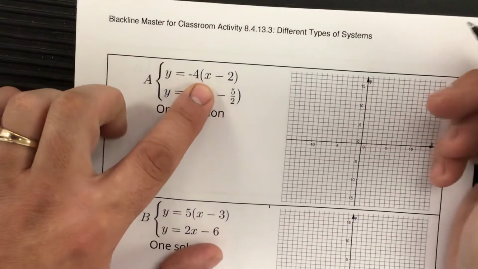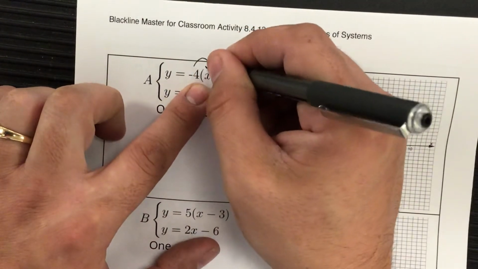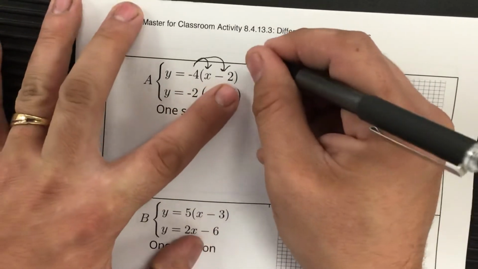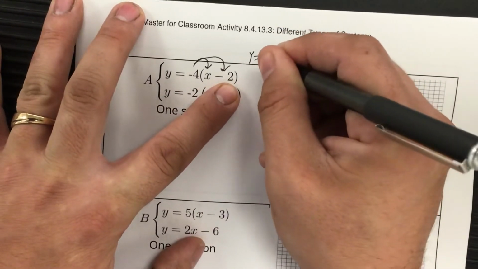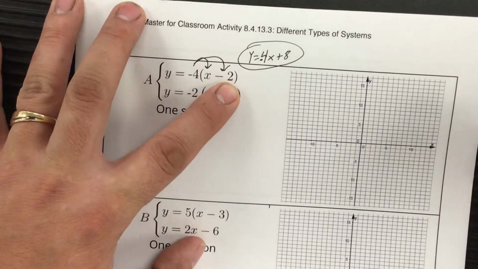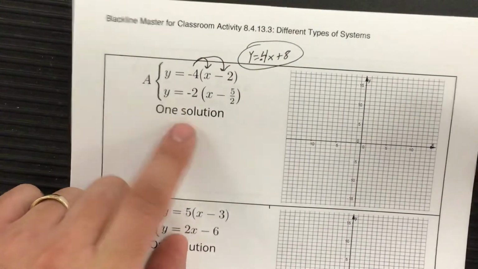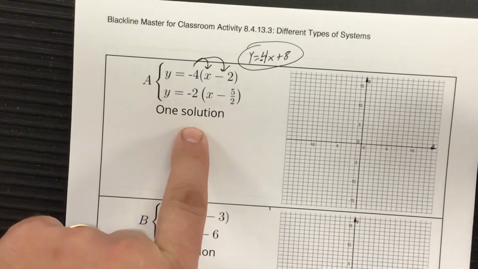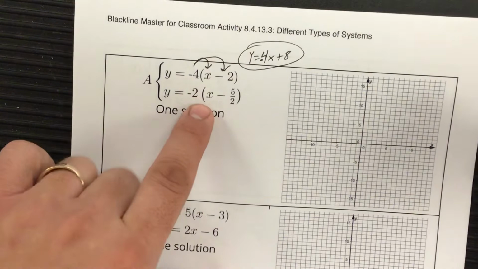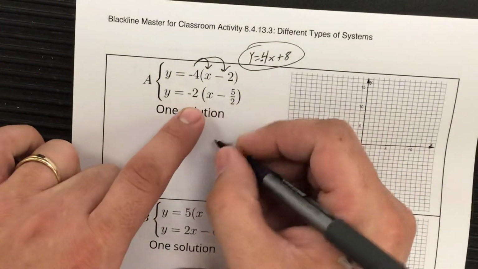How do I get rid of the parentheses? Well, I got to take negative 4 times x, distribute, yes? And negative 4 times negative 2 plus 8. Again, the positives and negatives are going to be super important there. Also, it's telling me what should happen with my lines here to see if you've made a mistake or not. One solution means they should cross once. Let's distribute this one. Negative 2 times x.